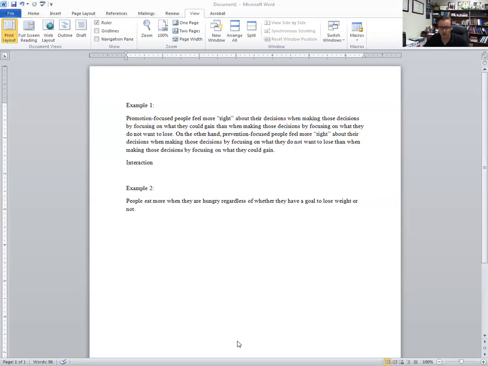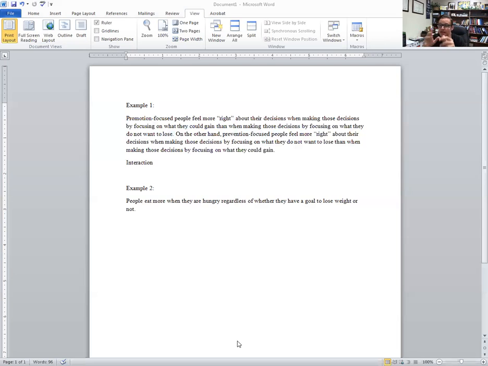So if we draw the two lines, so that's people with a goal to lose weight, and this is people without a goal to lose weight. All right. Those lines are never going to cross at any point ever. All right, they're parallel. For that reason, there's no interaction.